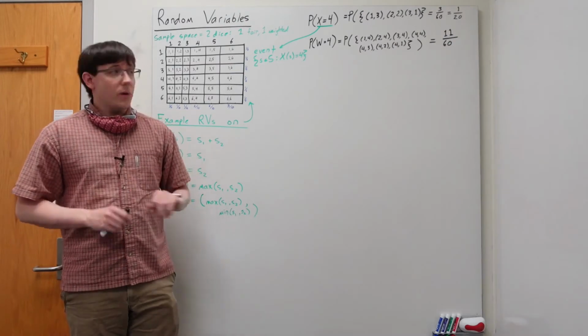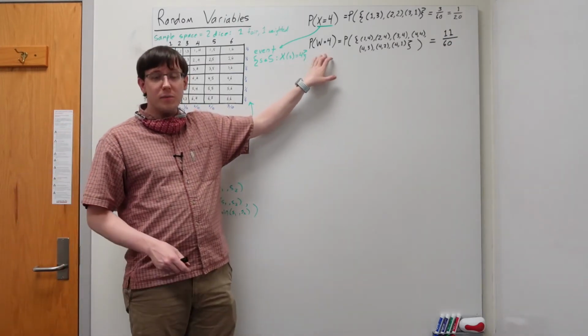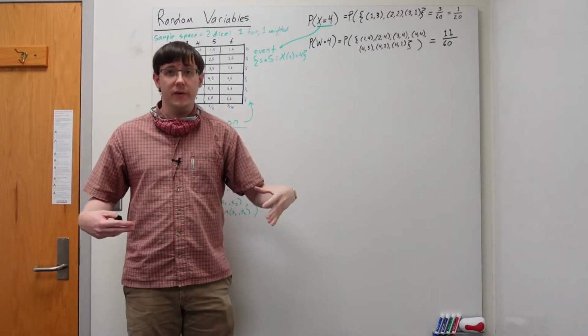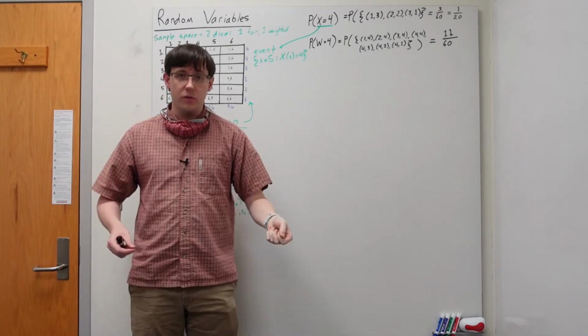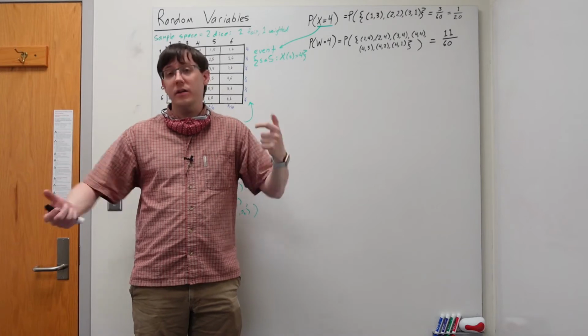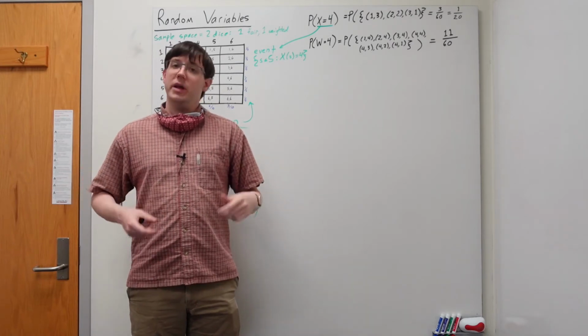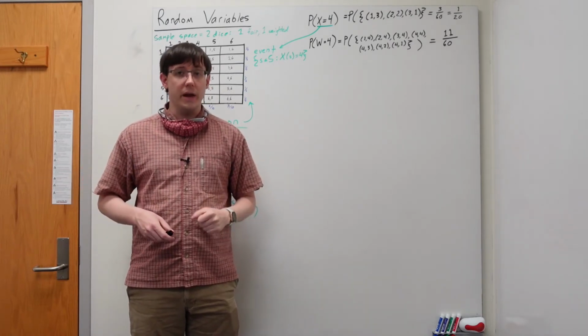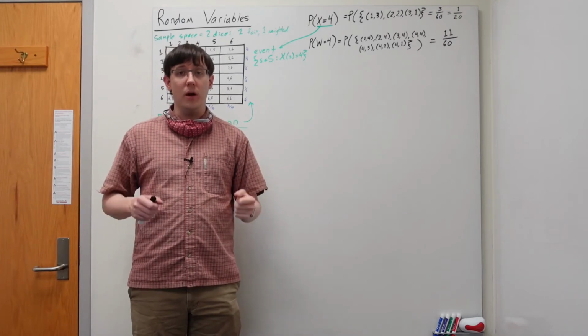So now that we know how to calculate the probability of a random variable taking on different values, we can think about the relationship between different random variables. And specifically, we can think about when two random variables are independent.